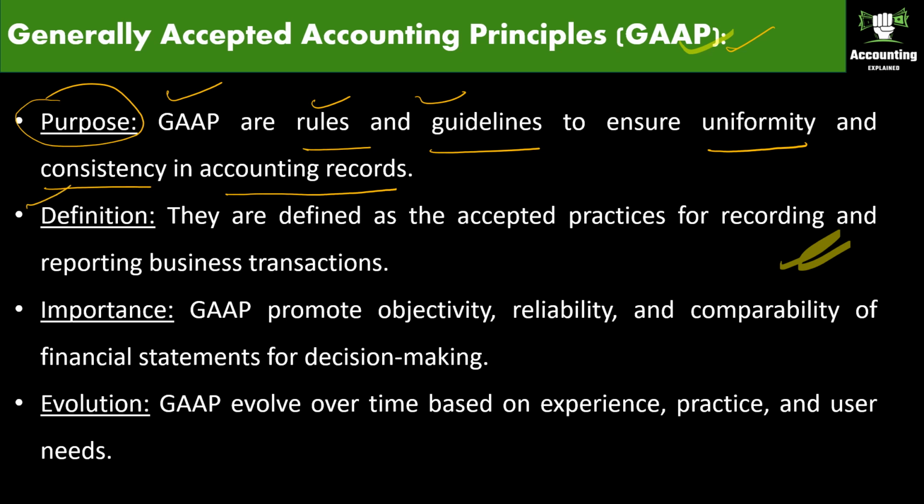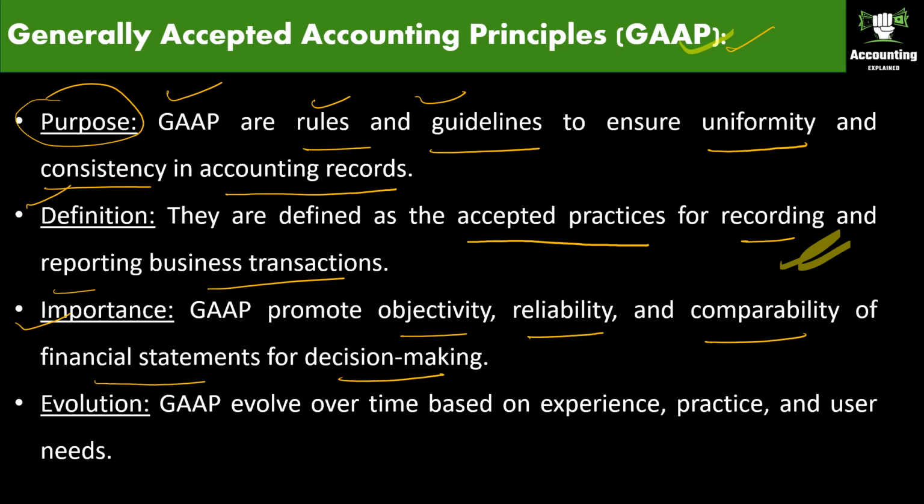What is the definition of GAAP? They are defined as the accepted practices for recording and reporting business transactions. So business transactions can be recorded and reported only by using the generally accepted accounting principles. Importance: GAAP promote objectivity, reliability and comparability of financial statements for decision making.